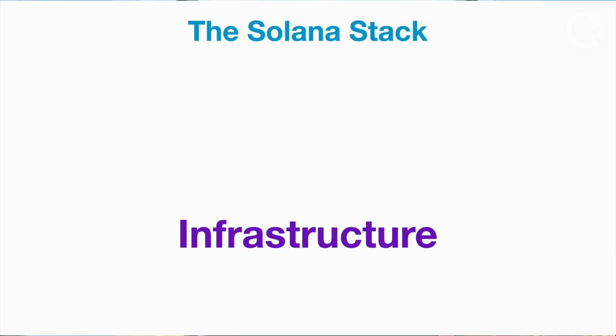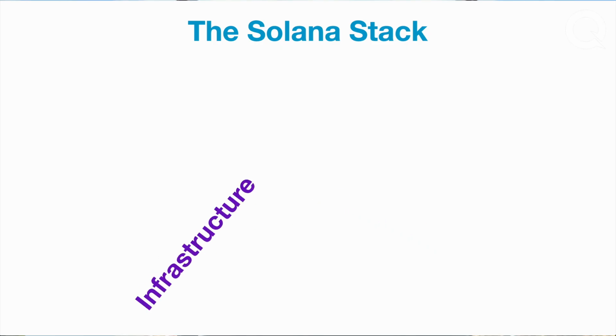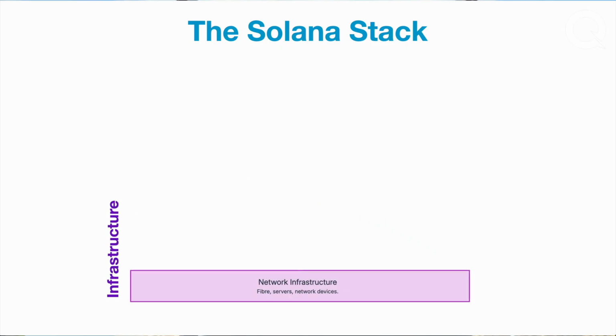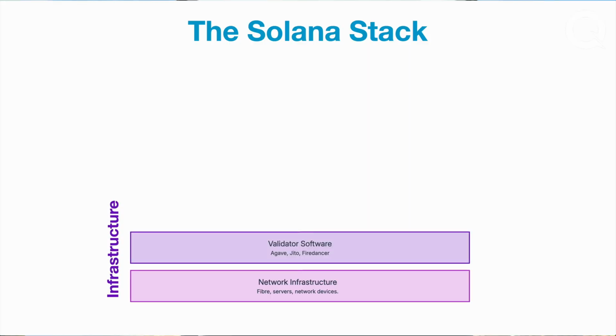We're going to work our way up the stack. To give you an idea of how Solana is arranged, at the very base level you have infrastructure. These are physical devices, servers and cabinets, network switches, and the fiber that connects them. On top of that, you have validator software like Agave, Jito, and Firedancer. These are software implementations of the Solana protocol that work together to create the giant computer that spans the whole world we know as the Solana mainnet.